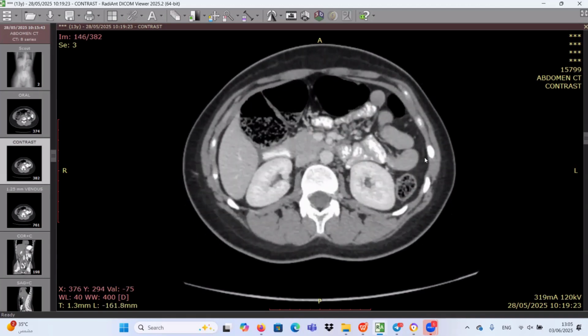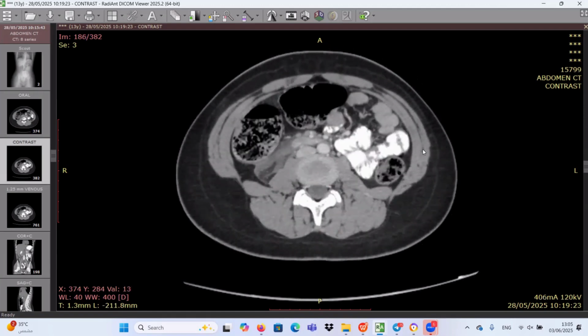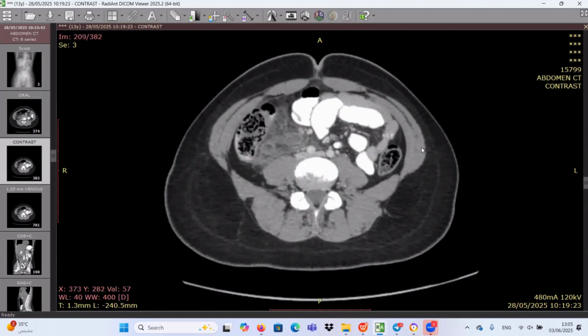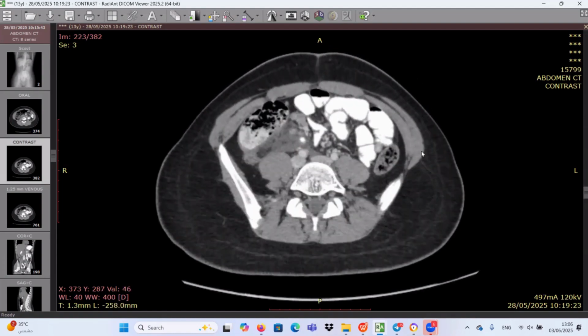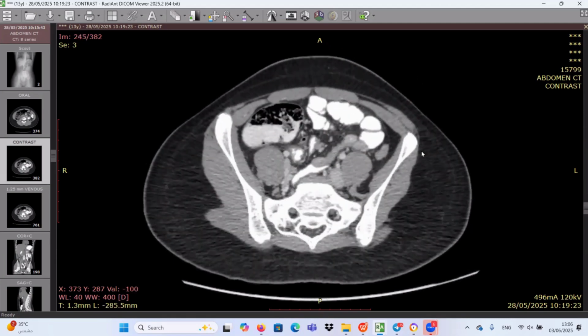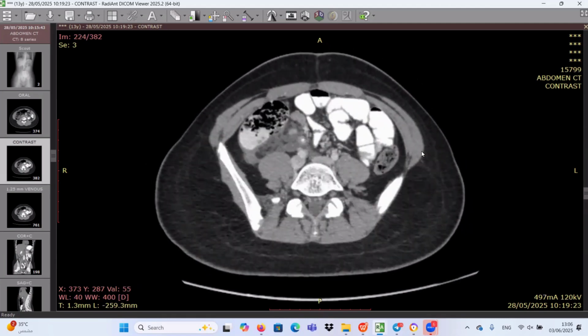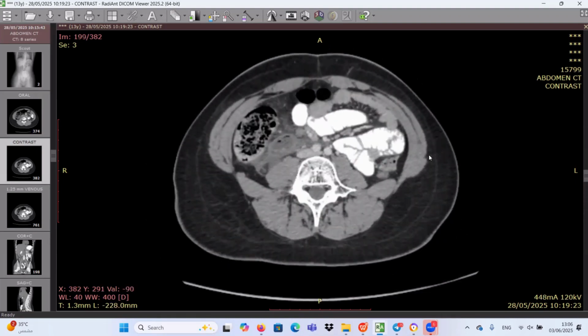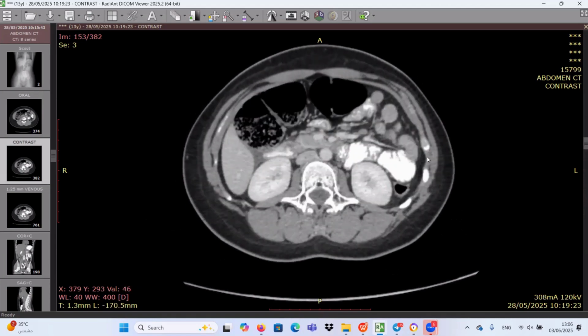Very nice. Those are the most important negative findings that you should mention. Yes, I will also scan the entire slices to check if there is any other abnormality. Any reactive ileus? No reactive ileus. Okay. Any incidental finding?